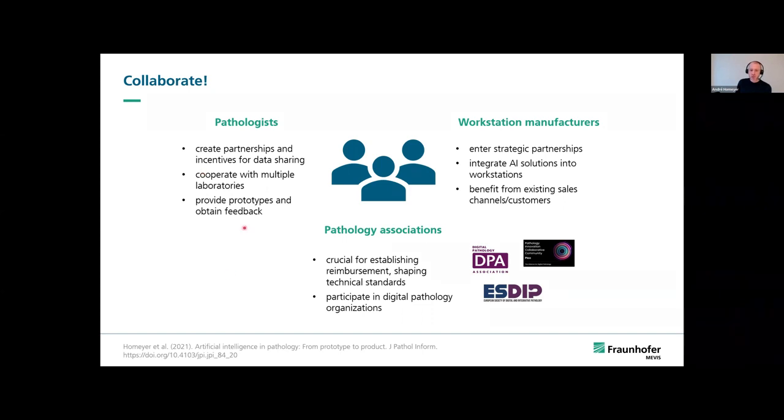It's very important to cooperate with multiple laboratories to cover the respective variabilities and to get input from different sites. And we think it's also important to provide pathologists early with prototypes and to obtain their feedback in order to develop solutions that are actually usable in practice. We would also recommend to collaborate with workstation manufacturers. Especially when you're very small, you could enter strategic partnerships with them and integrate your AI solutions into their workstations. In this manner, you can benefit from their existing sales channels and also their customers.